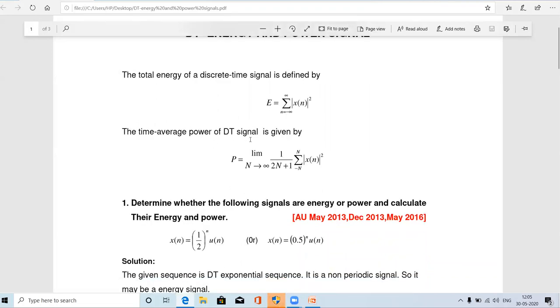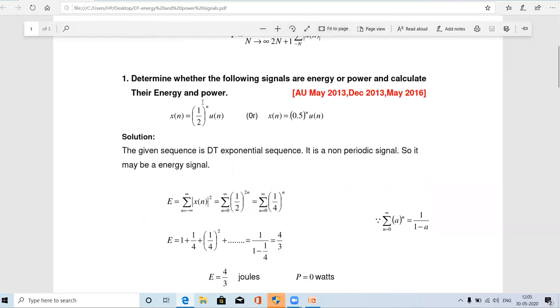And the power of the discrete time signal is given by the power P equal to limit N tends to infinity. In the continuous time signal, T tends to infinity, so here instead of capital T we have to put capital N. Limit N tends to infinity, 1 divided by 2N plus 1, summation from minus N to N of x of n the whole square. So this is the formula to find the power of the discrete signal.